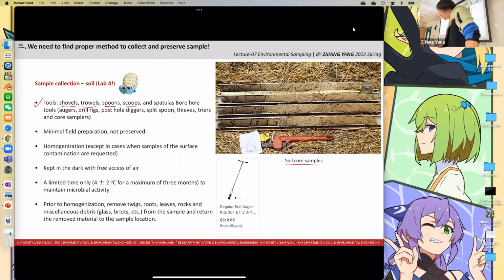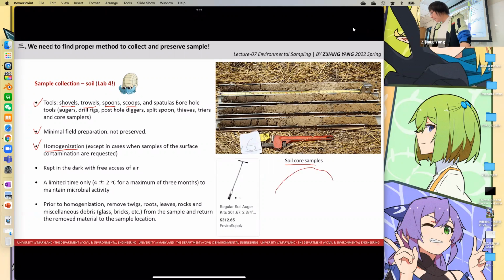And so for soil sampling, we need minimal field preparation, and the sample is not preserved. Sometimes the soil sample will not be preserved, or we may only preserve a small amount of sample. Again, the soil may be heterogeneous, so before collecting the soil sample, we may try to homogenize it.